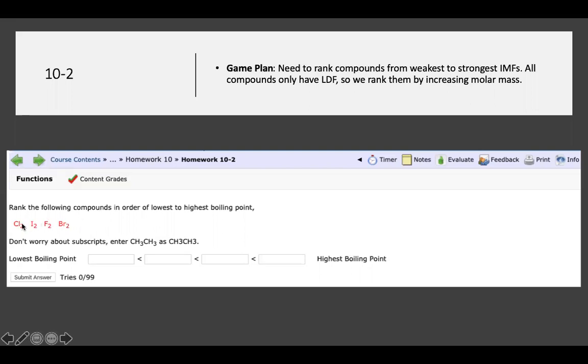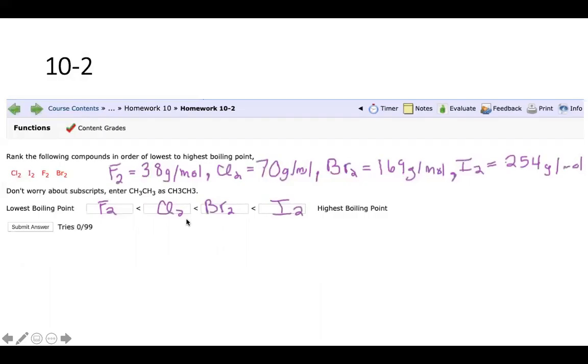Fortunately, all of these compounds only display London dispersion force. These are all nonpolar gas molecules. So instead of studying all of them in difficult detail, we can just look at their molar masses. If we look at the molar mass for compounds that all display London dispersion force, whichever compound has the greatest molar mass is going to have the strongest London dispersion forces.